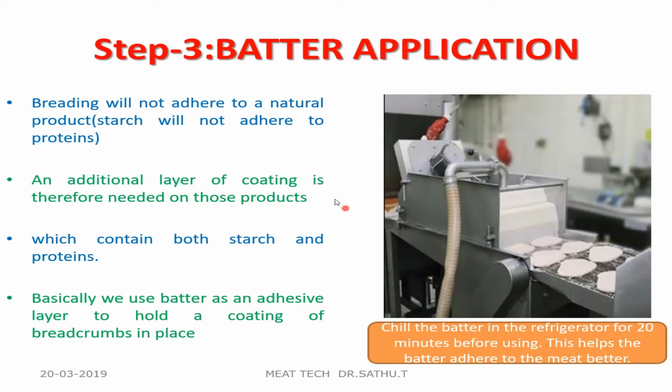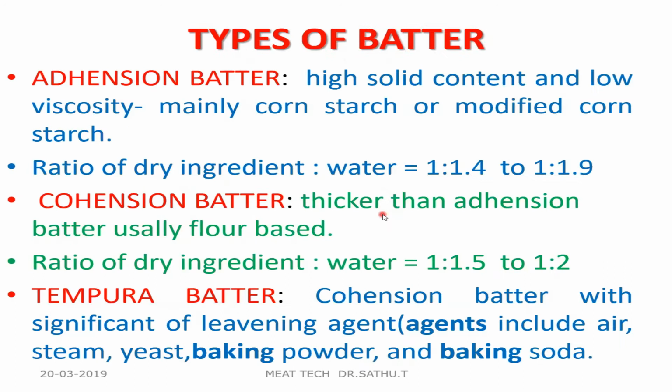So after the pre-dusting, the batter is applied. The batter is basically applied to form a layer on which the breading material can come and coat. Otherwise, the breading material will not coat properly to the meat. That is why we use the batter. There are different types of batter. In the last class also we have seen adhesion batter, cohesion batter, and tempura batter.